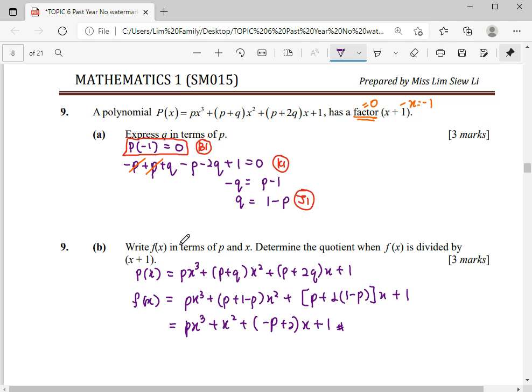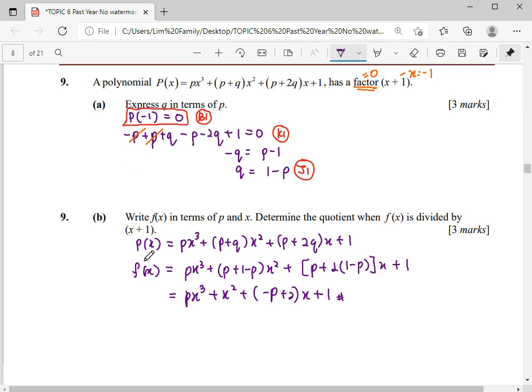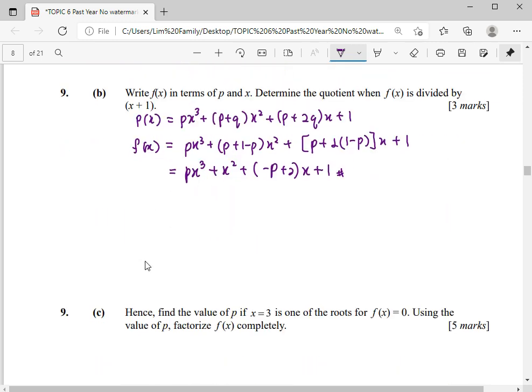So then, after we finish this first task, we're going to find out the quotient. If we want to find out the quotient, we need our long division, divided by x plus 1. So how to get the multiplier here? We can go one by one. We divide back so that we know what to multiply here.